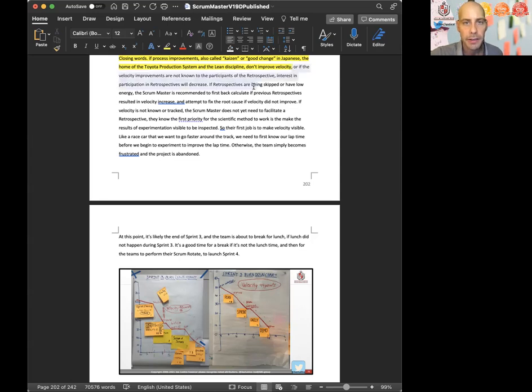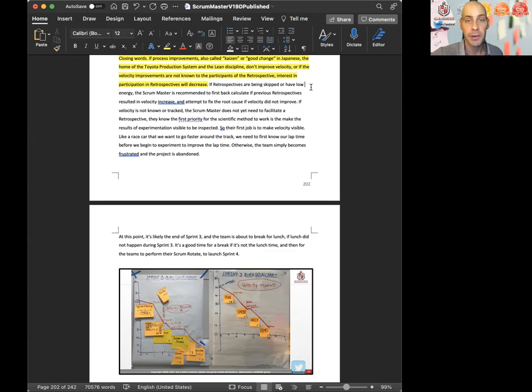Let me highlight that too, because probably all of that needs to be rewritten to be more clear. If retrospectives are being skipped or have low energy, the Scrum Master is recommended to first back calculate if previous retrospectives resulted in velocity increase and attempt to fix the root cause if velocity did not improve. If velocity is not known or tracked, the Scrum Master does not yet need to facilitate a retrospective.